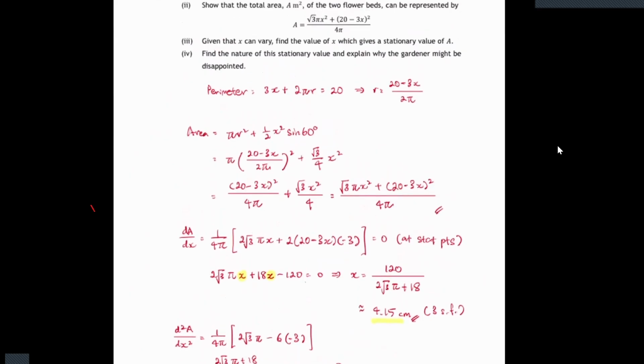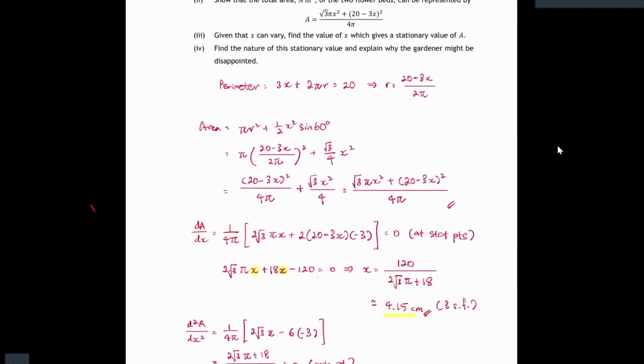The question never asks for the coordinates, they just ask for what is the x value. That gives me the stationary point. So yeah, having x equals to 4.15 will do. You don't need to go and find the area because the question asks for the value of x. They never ask for the coordinate or like the a value.